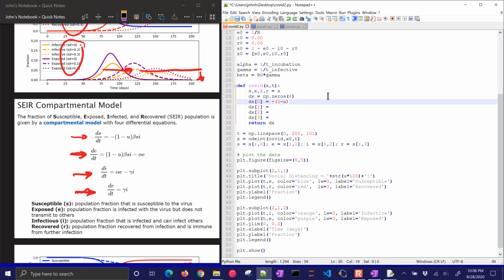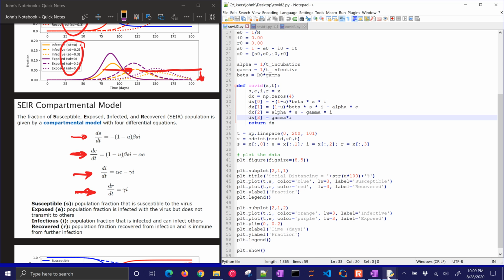I'm going to put in minus 1 minus U times beta times S times I. Okay, so if you have more susceptibles, that rate is going to be higher. If you have more infectives, that rate is going to be higher. If the beta value is larger, it's going to be higher. Then I'm going to put that same term here, but with a positive sign, and then minus alpha times the exposed. Then we have alpha times E minus gamma times I, and then gamma times I. Okay, so there it is for the model.